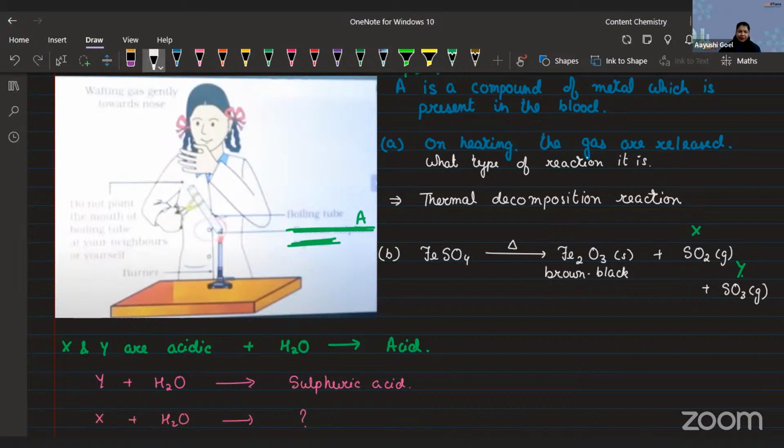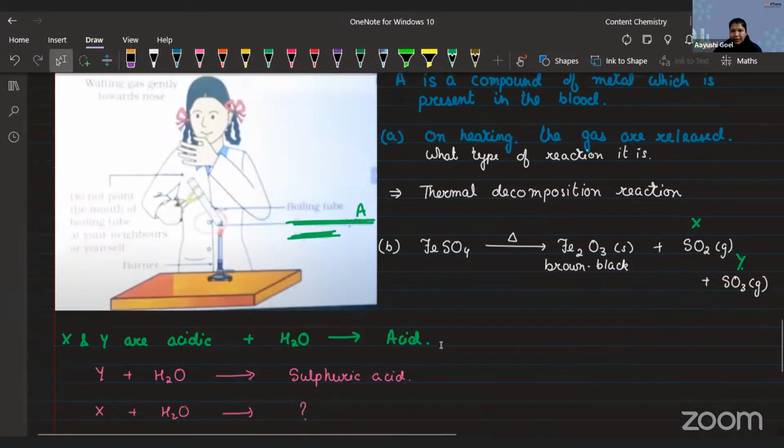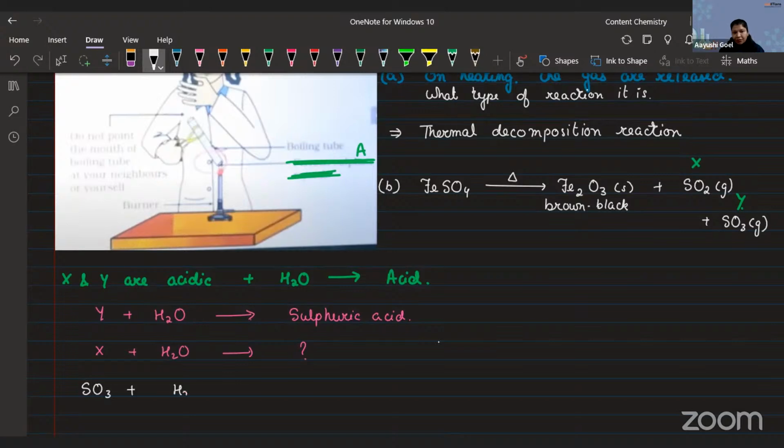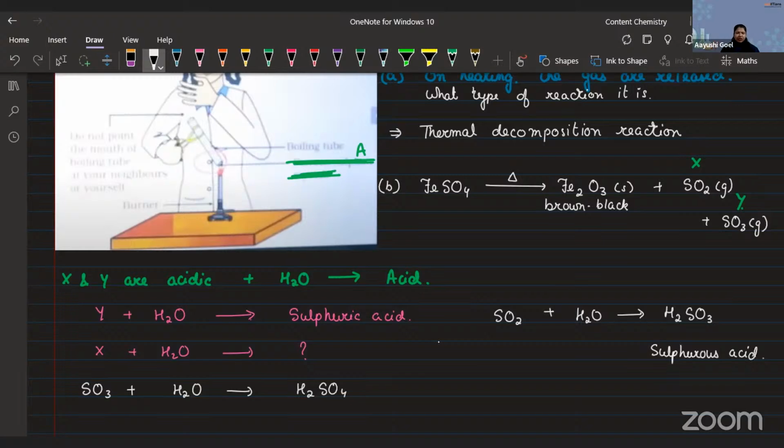Now this type of a question I can frame. So in this case, we need to understand the preparation of sulfurous and sulfuric acid. So Y will be your SO3. SO3 will combine with water to give you H2SO4, that is your sulfuric acid. And X will be your SO2 gas. That will combine with water to give you sulfurous acid. Is it clear? So this is also a question which I can relate with the acid, bases and salt here.